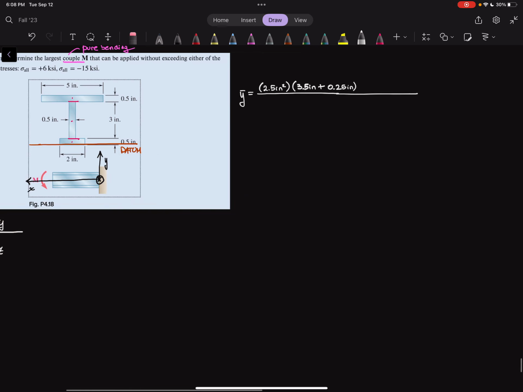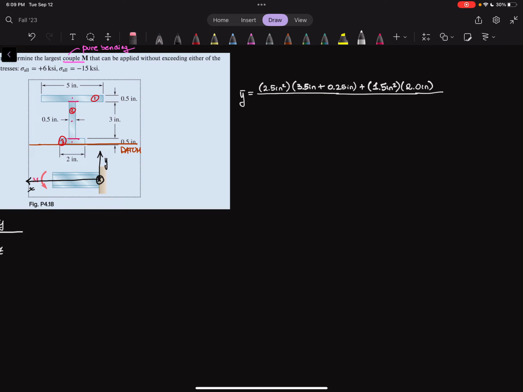And we're going to do the same for the second shape and the third shape. Say this is one, this is the second shape, and this is our third shape, which is the same shape. The second one has an area of 0.5 times 3, which is 1.5 inches squared, multiplied by wherever the centroid is compared to our datum. That's going to be at 1.5 and another 0.5, so 2.0 inches.